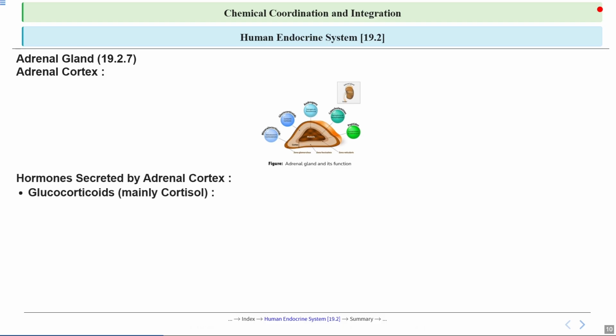Hormones secreted by adrenal cortex. First, we have glucocorticoids, or we can say cortisol. So hormones like cortisol are the hormones that help the body manage stress by promoting gluconeogenesis, which is the process of making glucose from non-carbohydrate sources such as amino acids and glycerol. So this ensures a steady supply of glucose in the blood, especially during times when food intake is low or the body is under stress, supporting energy needs for vital organs like brain.